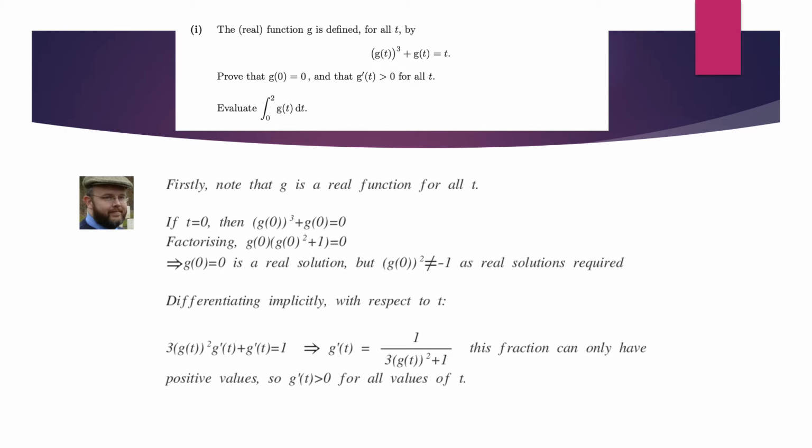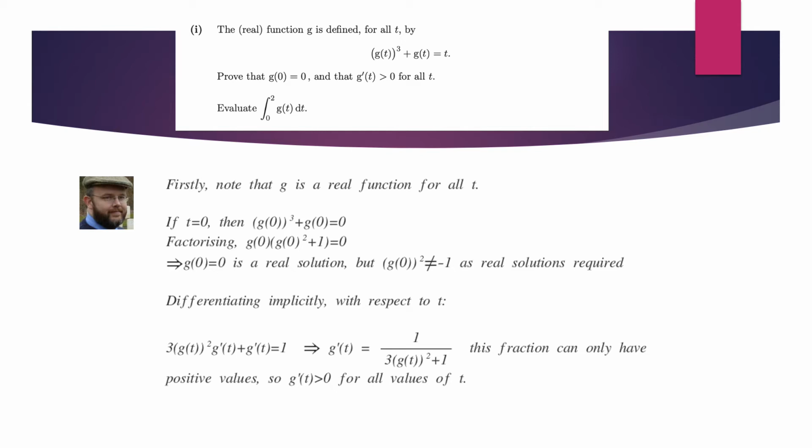And it turns out, of course, that g of 0 is equal to 0 in this case as a real solution. The other factor, though, g of 0 squared, can't equal minus 1 if we're only having real solutions, which is what this question said, that we are to consider real solutions only. So in actual fact, yes, g of 0 is equal to 0 and only equal to 0 in the real numbers.